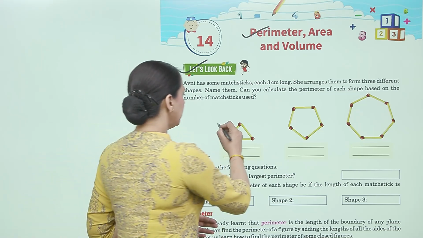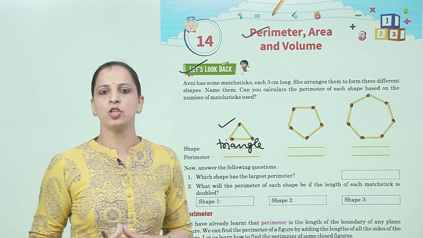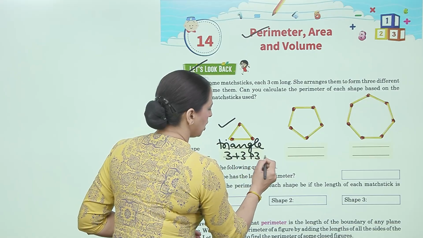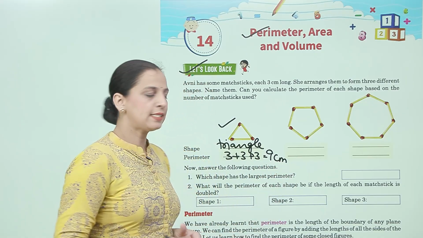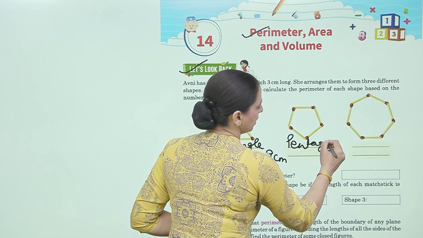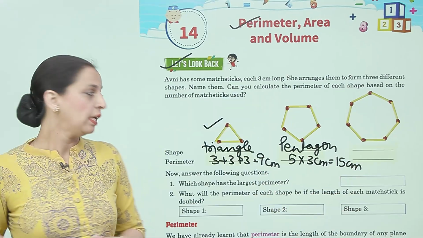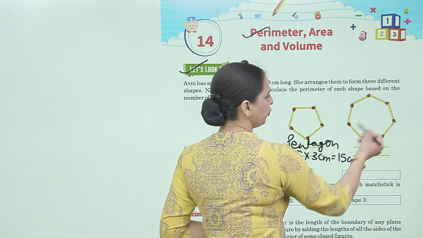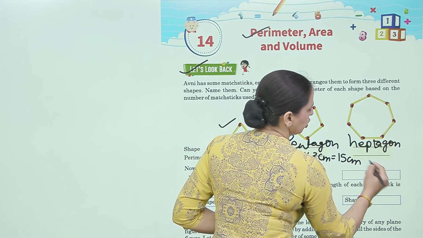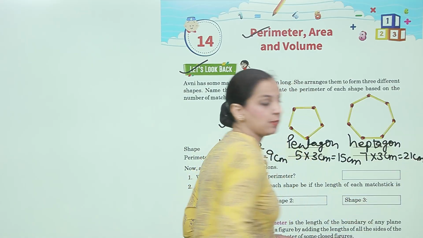Now, first is the triangle. Each mastic is 3 cm, and 3 plus 3 plus 3 is equal to 9 cm. Next is 1, 2, 3, 4, 5, pentagon. So 5 multiplied by 3 cm is equal to 15 cm. Now next is 1, 2, 3, 4, 5, 6, 7 sides, it is a heptagon. So 7 multiplied by 3 cm is equal to 21 cm, which is the perimeter.